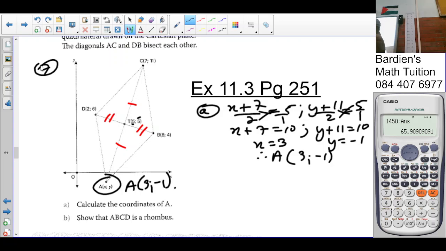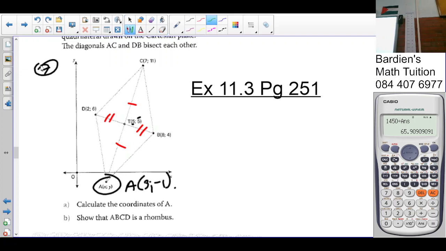Now you see, does it make sense for the point to be (3, negative 1)? Yes. The 3 is on the positive part of your x-axis, and the negative 1 is below the x-axis. That is why it's beneficial to draw the quadrilateral correctly with respect to the quadrant.